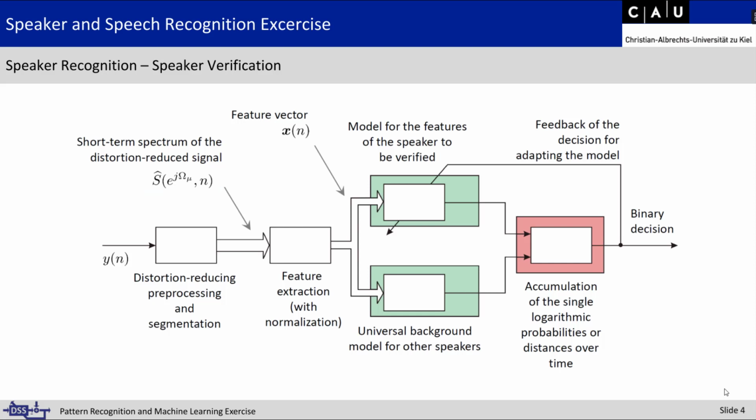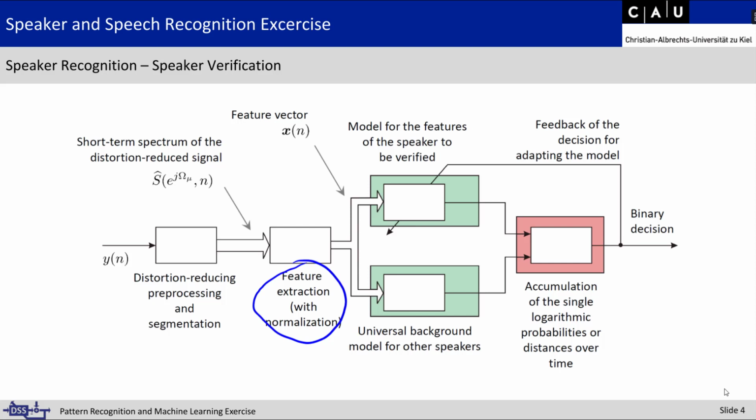The second part is the feature extraction. What we're doing there is we apply some feature extraction. Our models are built on features, and we have to extract them. So we pretty much just calculate them in that box.